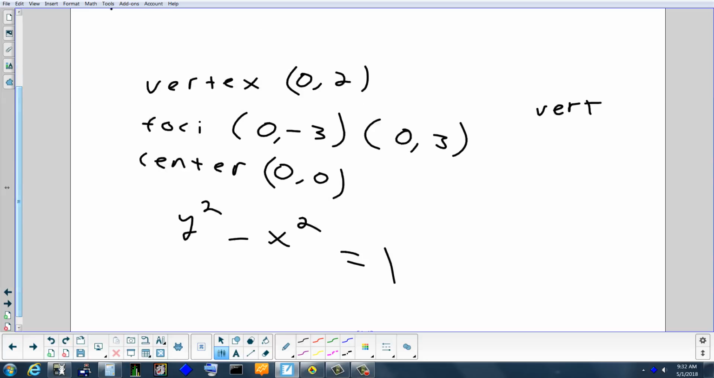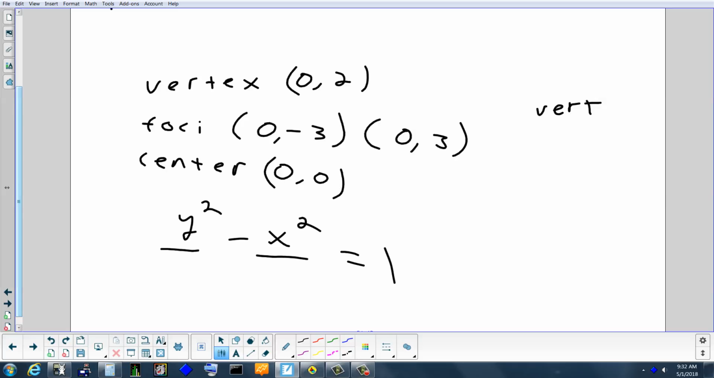You got to make the y positive. Okay. What are the next two things that I need to fill in that formula? I need A and B. Well, A I think I can get.